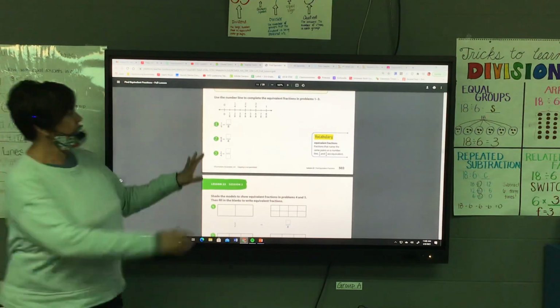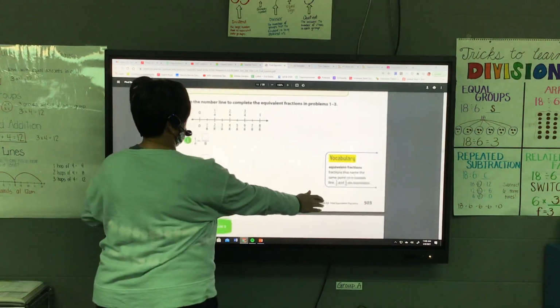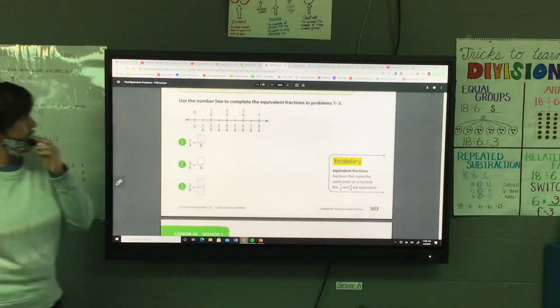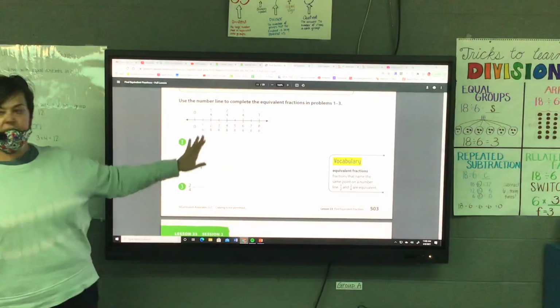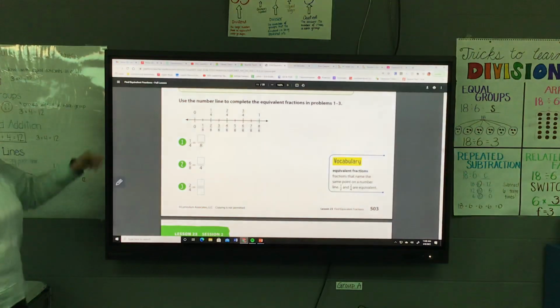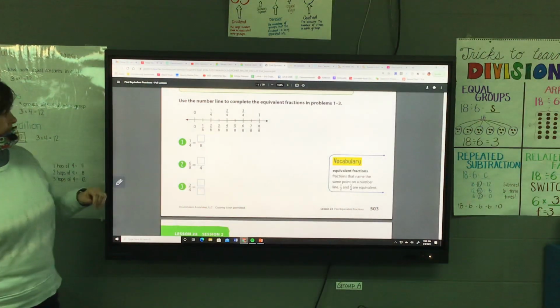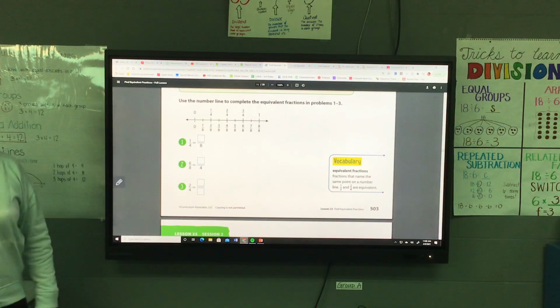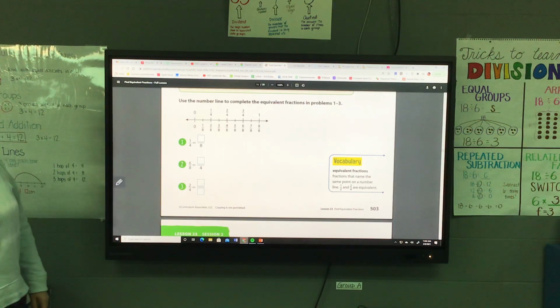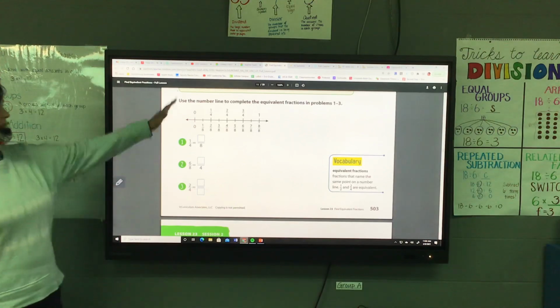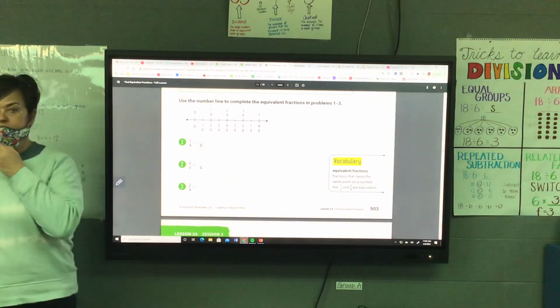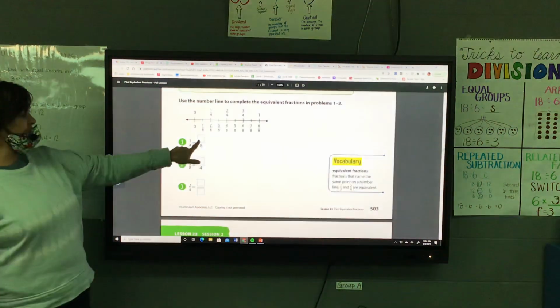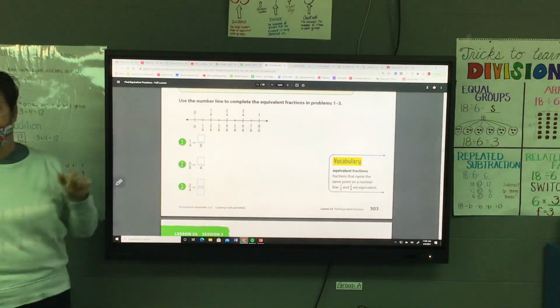All right, now let's look at this number line. We're going to use this number line to help us answer questions 1, 2, and 3. All right, so find 1/4 on the number line. Point to it. Look right underneath it. Do you see the equivalent fraction? Yes. Complete that fraction right there for number 1.